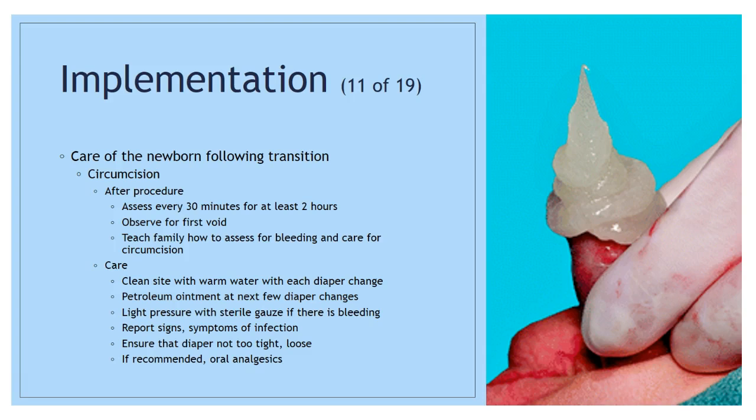So we want the pressure to be enough to stop bleeding if we're using gauze, or to prevent bleeding, but we don't want it to be too tight. You want to report signs and symptoms of infection and teach the parents what those are, and ensure that the diaper is not too tight or too loose. We don't need to change our diapering habits other than making sure that we're using petroleum jelly the first few times so that the penis doesn't stick.